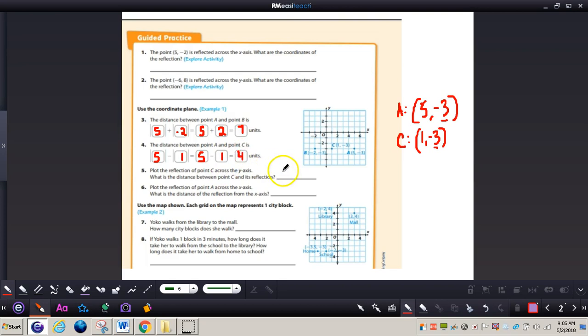So this concludes the video on lesson 14.1, distance in the coordinate plane. If you have any questions about this concept, please come and see me.